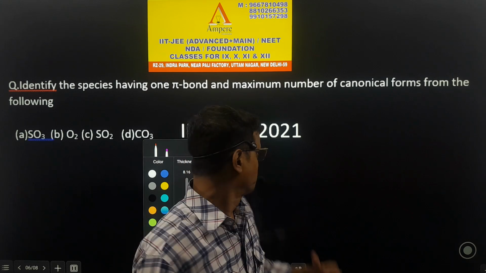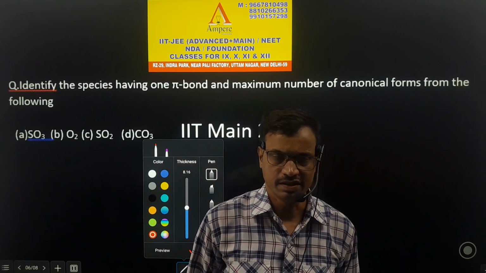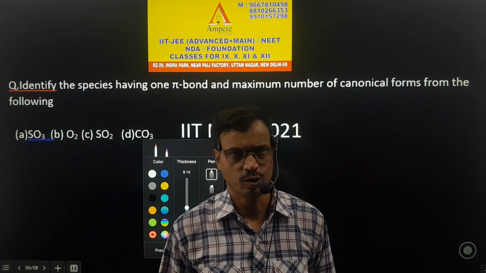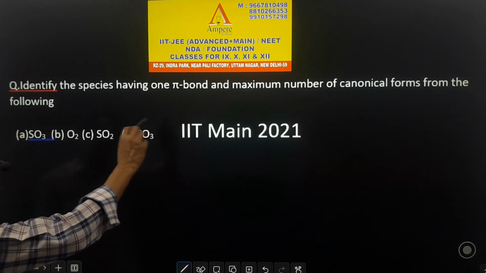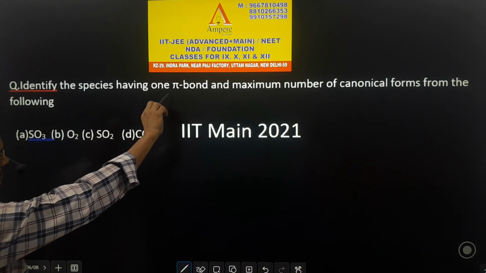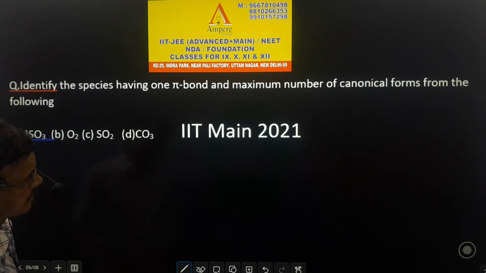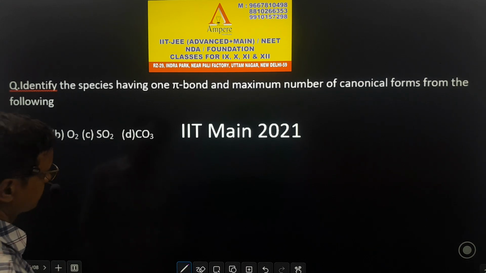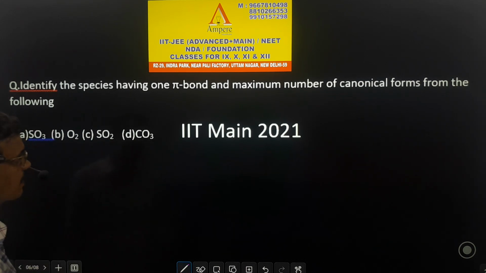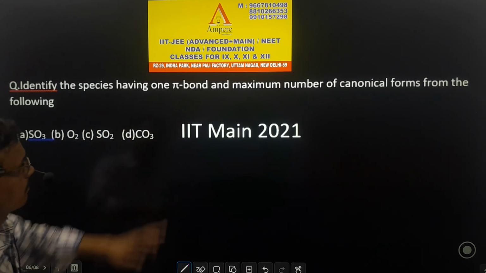IIT Main 2021 question about the resonance of the chapter chemical bonding. Let's see. It is asking in these species which have one pi bond and maximum number of canonical forms from the following. That means the number of resonating structures will be maximum, and there should be only one pi bond.